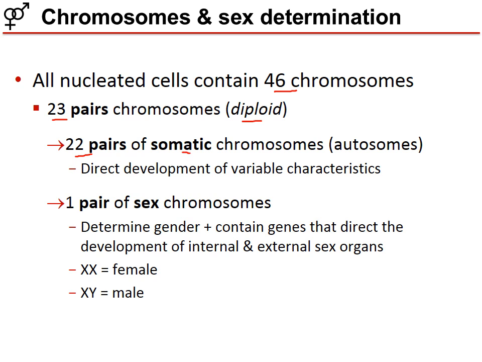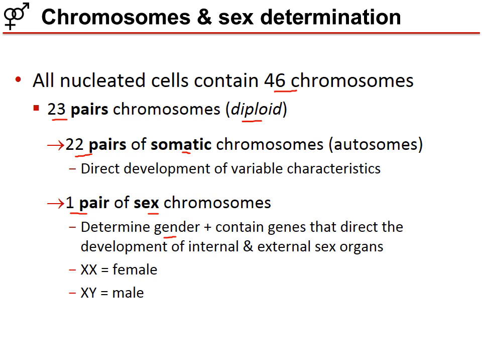These 22 pairs of chromosomes direct the development of variable characteristics, in other words, general characteristics such as hair color, blood type, body form, etc. And then the other one pair that's left of the 23 pairs is one pair of sex chromosomes. So in other words, there are 2 sex chromosomes. These sex chromosomes determine the gender. They contain the genes which actually direct the development of the various sex organs into either male or female.